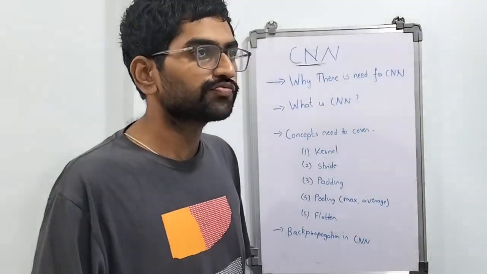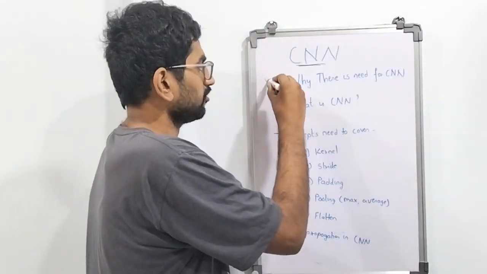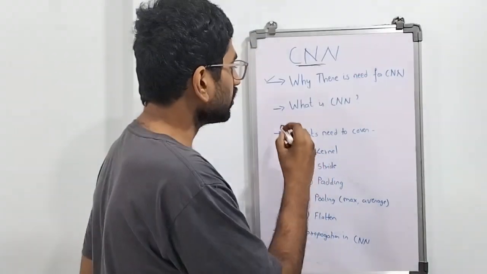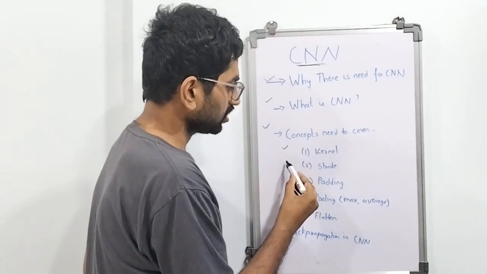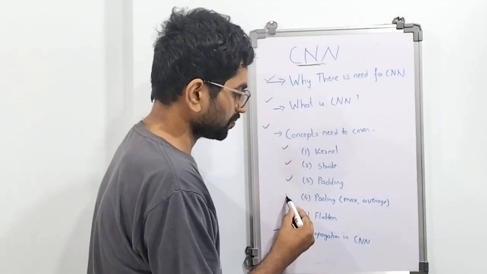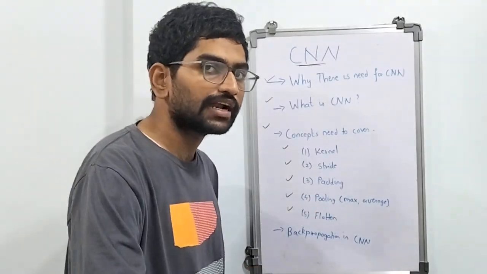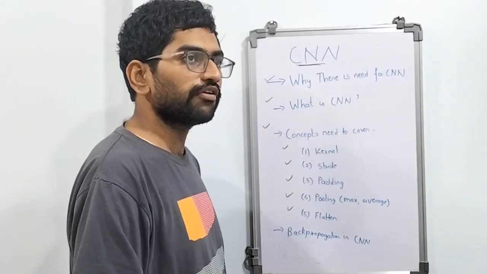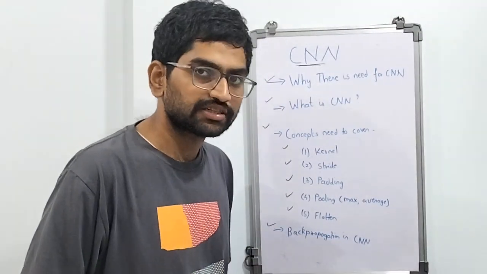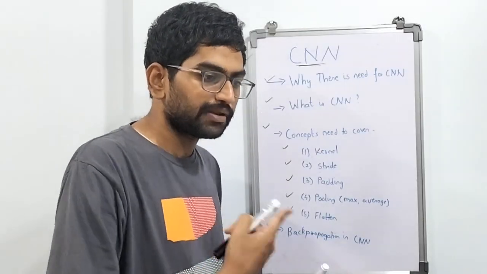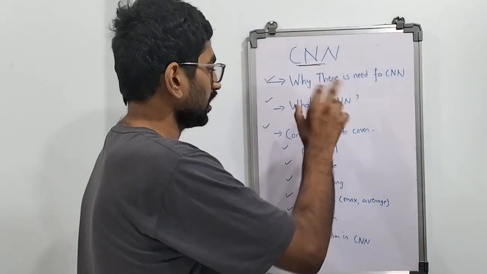To understand this, first we will study the need for CNN. Then we will study what CNN is, and concepts like kernel, stride, padding, pooling, flatten, and how it is sent to the ANN from the flatten layer. After that we will study backpropagation in CNN: how backpropagation takes place, how the weights are updated, and how the kernel is updated. We will see this in this lecture.